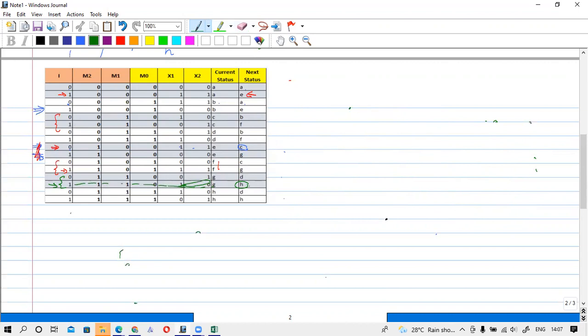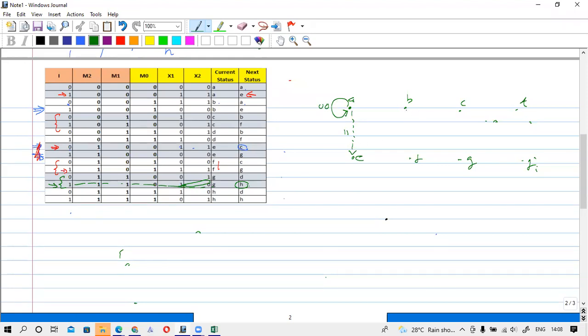Okay, so here also we will have A, B, C, D, E, F, G, H, right? So you can see if the input is 0, you will get the A status again, and the output is 0, 0. And if the input is 1, you will move to E, and the output is 1, 1.